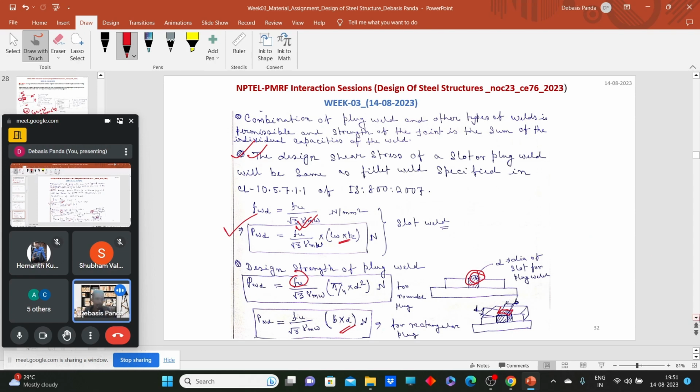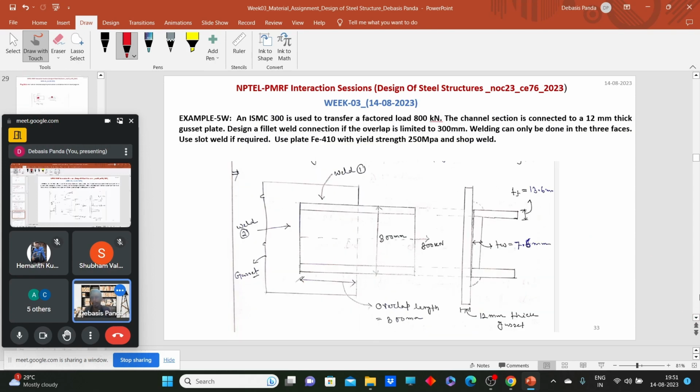Okay, so let's quickly solve one example, then this thing will get clear. Here an ISMC, Indian Standard Medium Weight Channel Section, 300 mm is used to transfer a factored load of 800 kilonewton. The channel section is connected to a 12 mm thick gusset plate. Design a fillet weld connection if the overlap is limited.